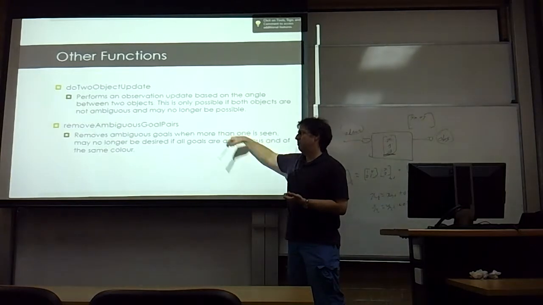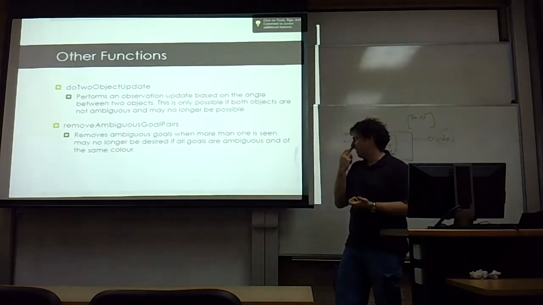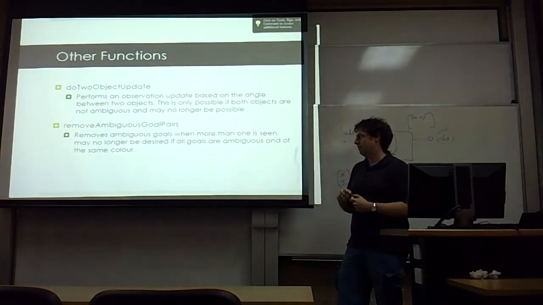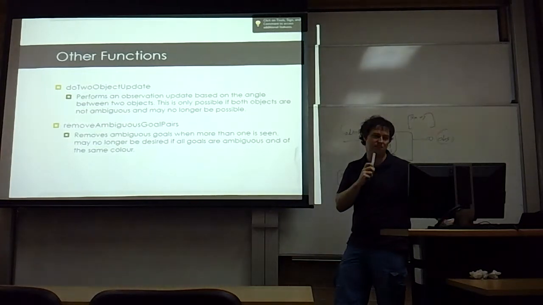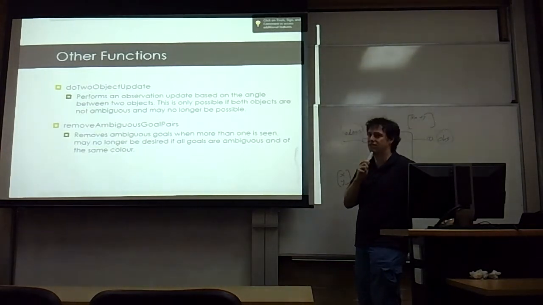There was a function I had to remove ambiguous goal pairs. That was just to get rid of the cases when there were too many ambiguous goal pairs. Because sometimes you get like 3 or 4, and you never used to be able to get that many. But maybe you might actually be able to get them. Sure.